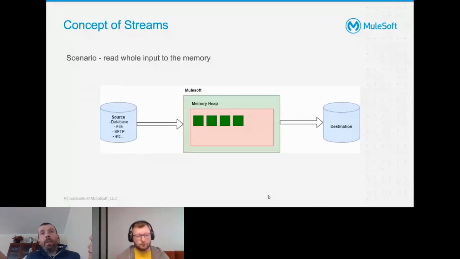There might be a variety of different sources: database, file. It might also be an HTTP request, of course; this is very common. Then it processes the data and moves it forward to the destination, which might be, again, database, file, and an HTTP response is also possible.